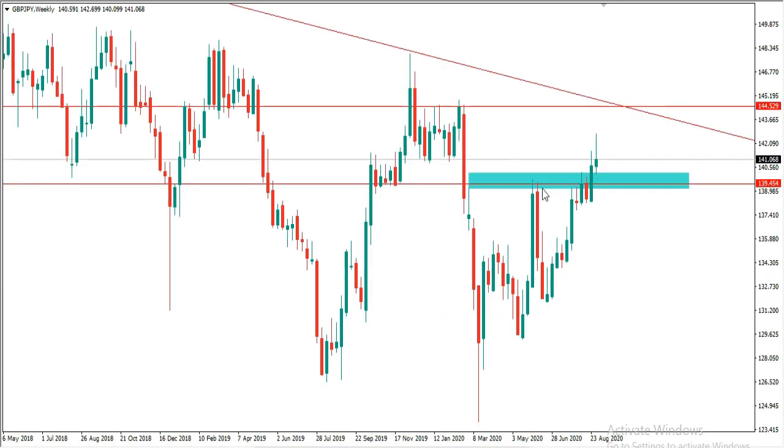Alright, so here we go on the weekly time frame. We can see that we have this level of structure right here.